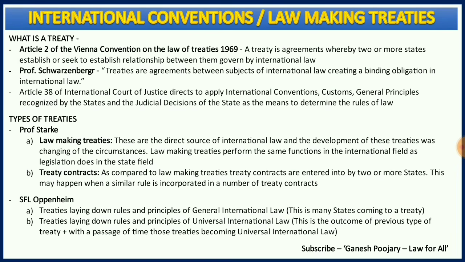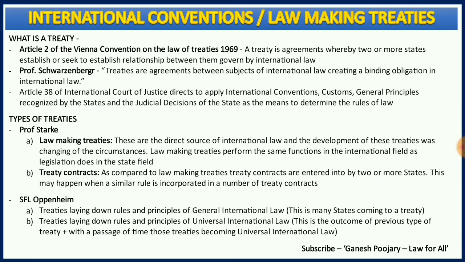Professor Stark has divided treaties into two major types, the first being lawmaking treaties and the other being treaty contracts. Treaty contracts were available even before the First World War. They were the common contract treaties between two or more states, but they are limited to a few countries only. Whereas lawmaking treaties gained a lot of power during the First World War and later, and more than 250 such treaties came into existence because this is considered one of the major sources of law, and the majority of states started signing and agreeing to them. So lawmaking treaties are considered a direct source of law, whereas treaty contracts are not a direct source of international law.